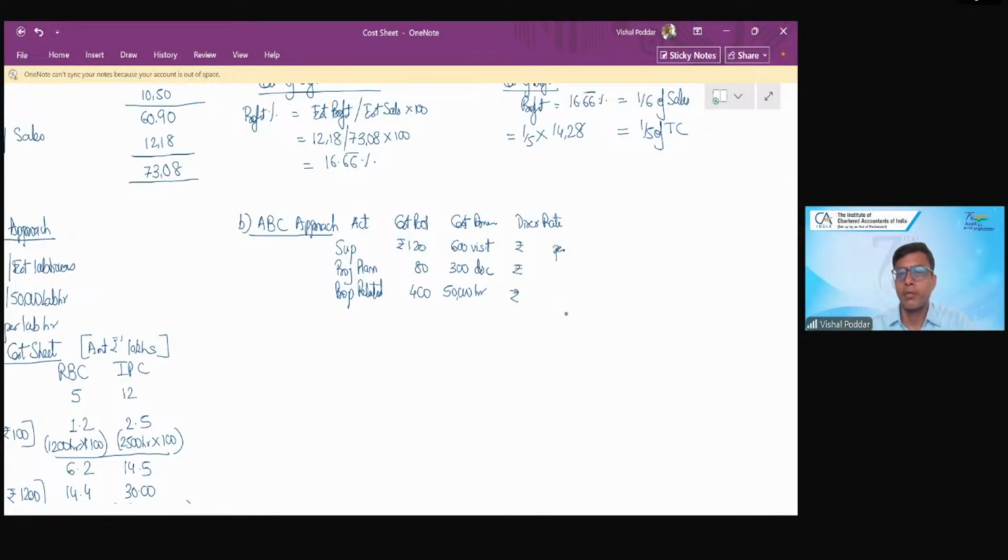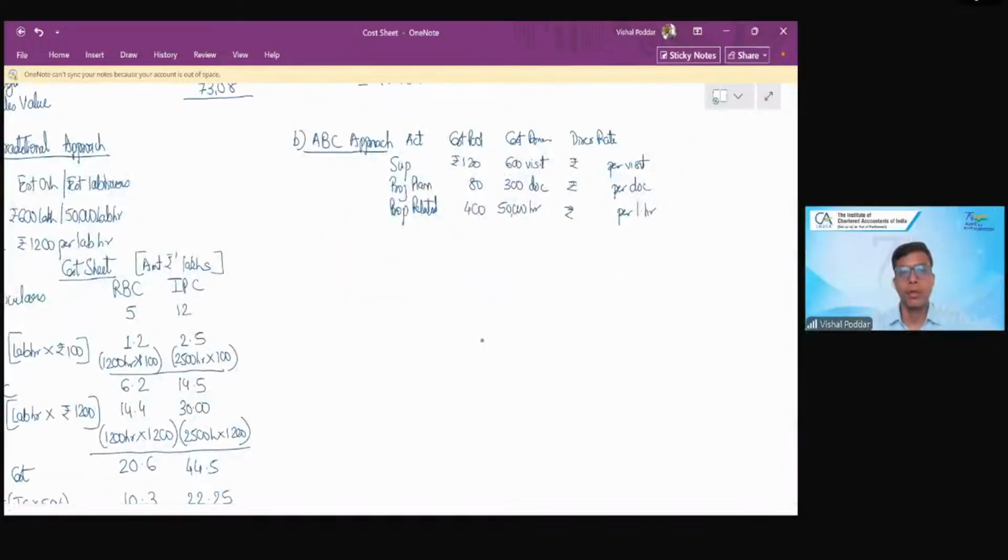Here my driver rate will be per visit. Here it will be per planning document. And here it will be per labor hour. Correct? Now I again prepare the cost sheet under the ABC approach. Same, we consider amount rupees in lakhs.